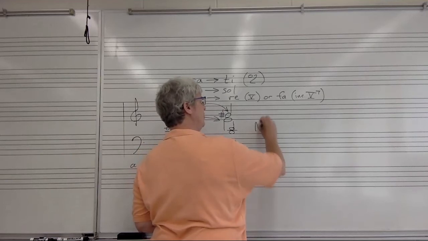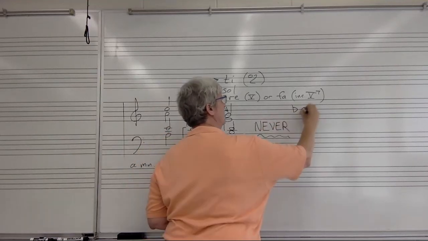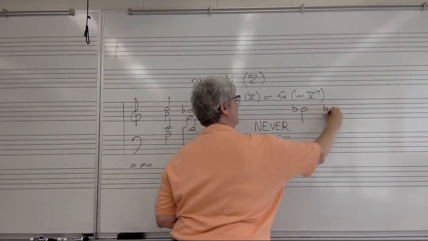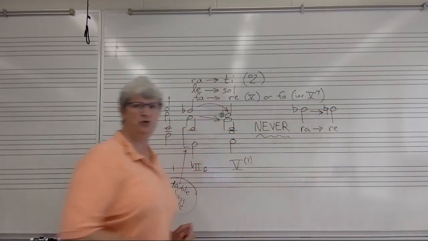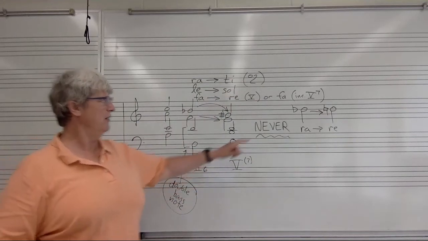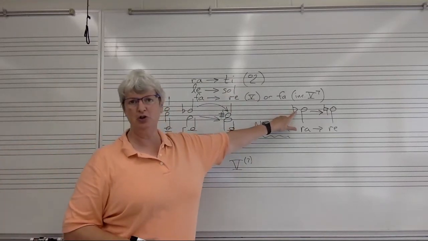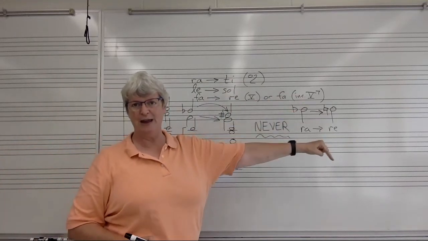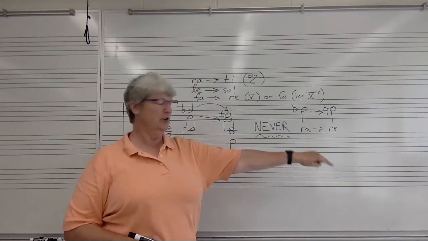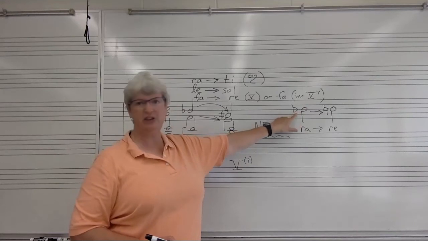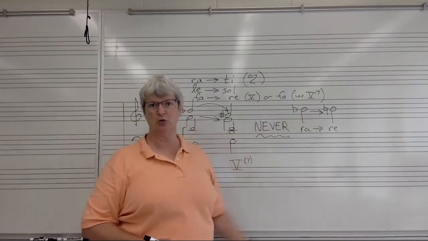You should never go from Ra to Re. Okay, we just don't do that. The whole purpose of having the lowered scale degree 2 is to make it want to go down to scale degree 7. And so you're completely wasting it if you then go to natural scale degree 2.